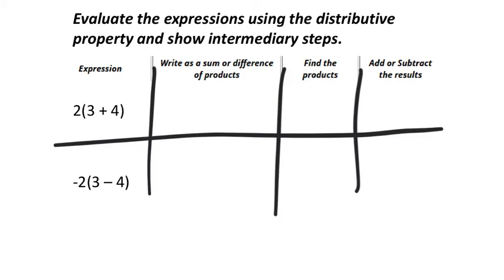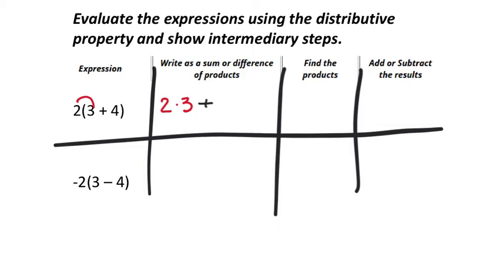So we're going to do 2 times 3 plus 4 along this line, and then negative 2 times 3 minus 4 along this one, okay? But it says, first, write as a sum or difference of products. And again, this would be a box that you would need to fill in. Let's go ahead and figure out what we're going to be doing with some distributive rainbows, if you want to call them that. So first off, we'd have 2 times 3.